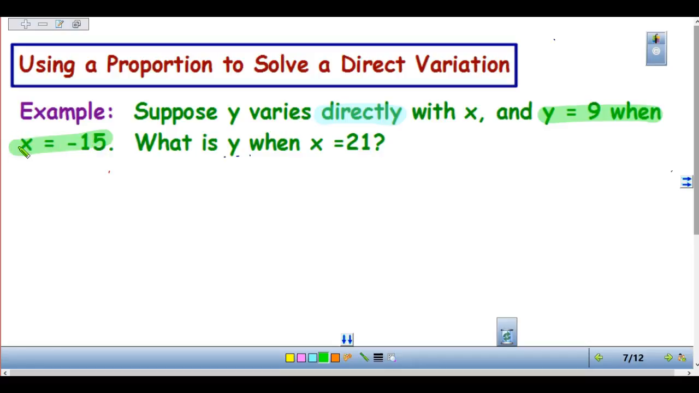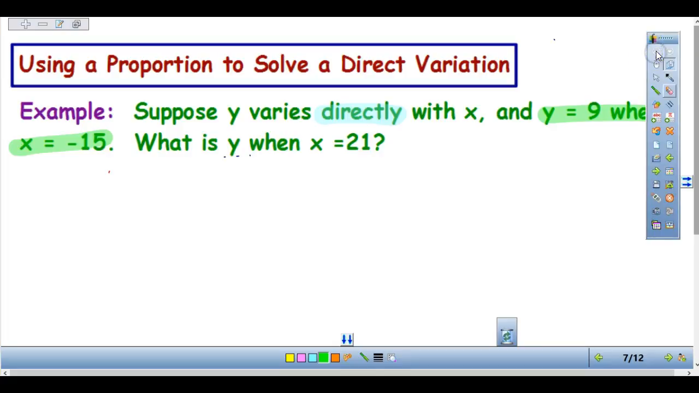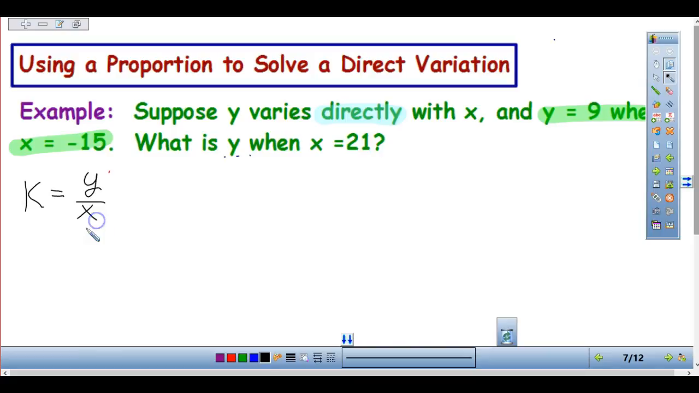So if I know y is 9, x is negative 15, how do I find my constant? What do I do again? Divide, right? Wasn't k y divided over x? Okay. So what I'm going to do is I'm going to set that up then. So my 9 goes on the top, my negative 15 goes on the bottom. Nope, y divided by x. Look, if you look here, you want to get k by itself, so you got to move the x over.